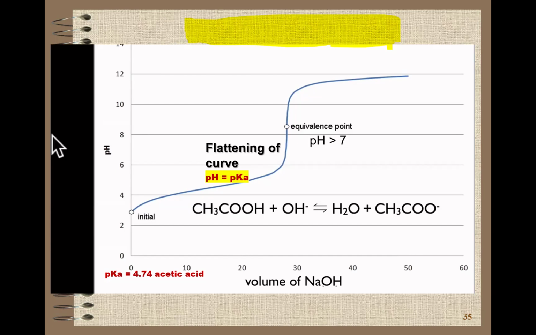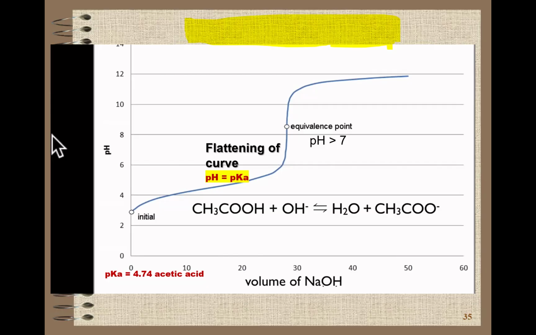Remember what a buffer is. It's got a weak acid and its conjugate base. This is the acid, conjugate base. They differ by H plus, right? This one has an H, this one doesn't. This gives it away. That's the acid. And coming back the other way, this is going to be the base because it's going to accept an H. The weak acid, conjugate base. They differ by H. The shape is a little bit flattened here.